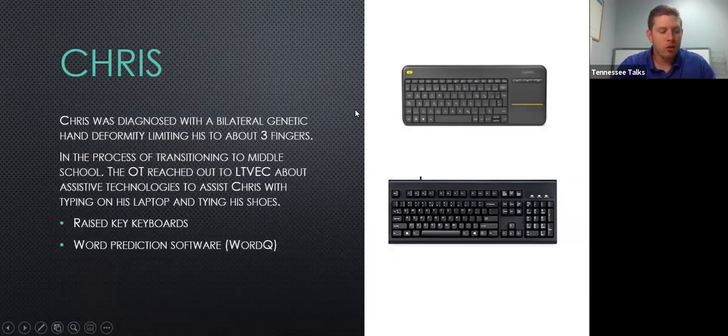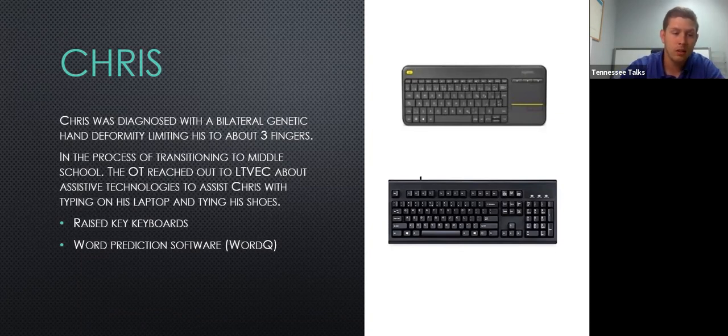So going into some of the children that I've been working with, I don't have a picture of him. I wasn't able to get the pictures downloaded. Chris was an individual that is moving into middle school. He's diagnosed with a bilateral genetic hand deformity, limiting one hand to 3 fingers and the other to about 2 fingers. Some of them were lower in the joints, but they were still functional. He's made them functional. So within the OT process of transitioning to middle school, the OT has reached out to the LTVEC about assistive technologies to assist Chris with typing on his laptop and tying his shoes.